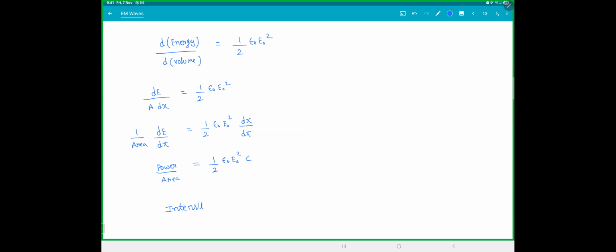So first time, right, we started noticing these kind of questions in 2015. The intensity is given by half epsilon E naught square C. At least when I saw this for the first time, right, I was like, what the hell are they asking? Let me show you what was the question. Very important one.